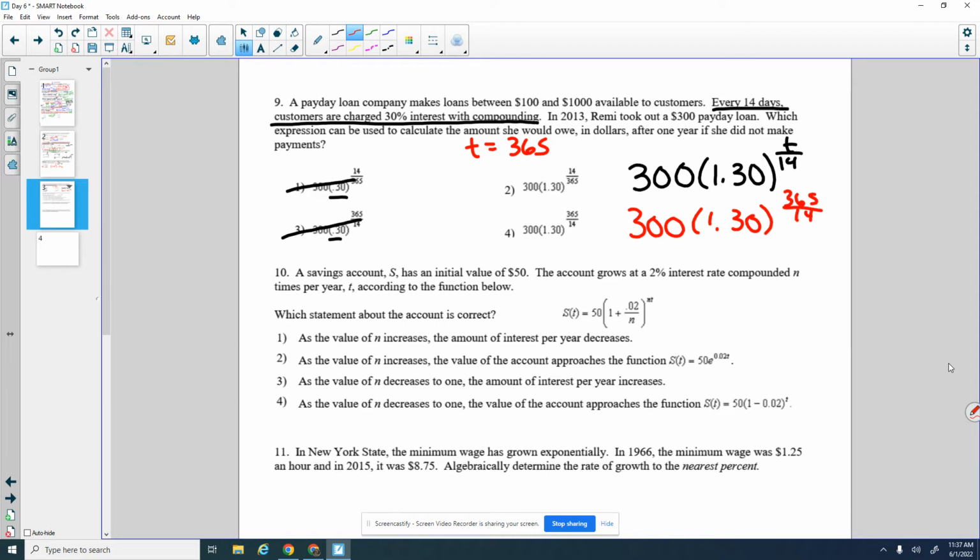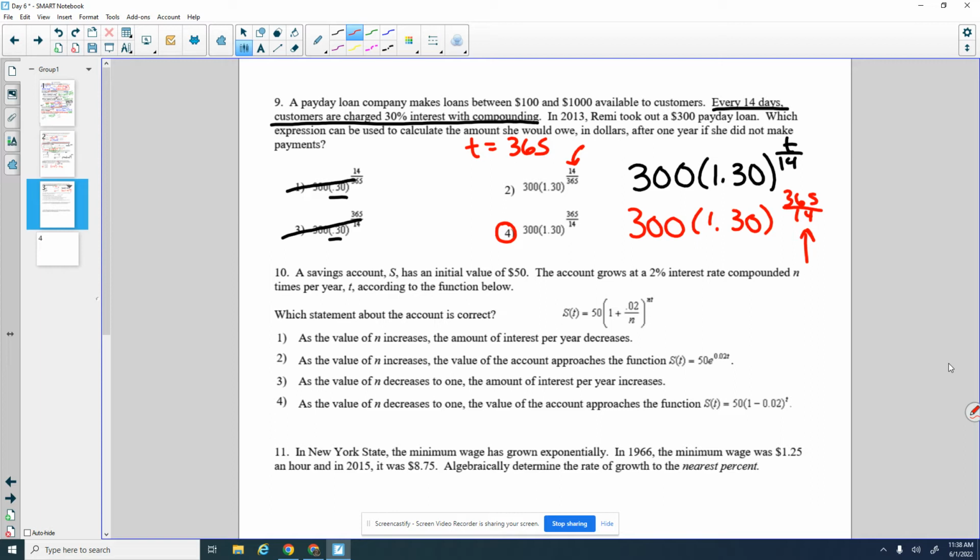Another way, if you at least got it cut down to these two answers, you could think about it: if it happens every 14 days and we're going a whole year, we expect it to happen a bunch, right? So this number is going to come out to definitely bigger than 1. This would be just a fraction of a time. So 4 makes the most sense.